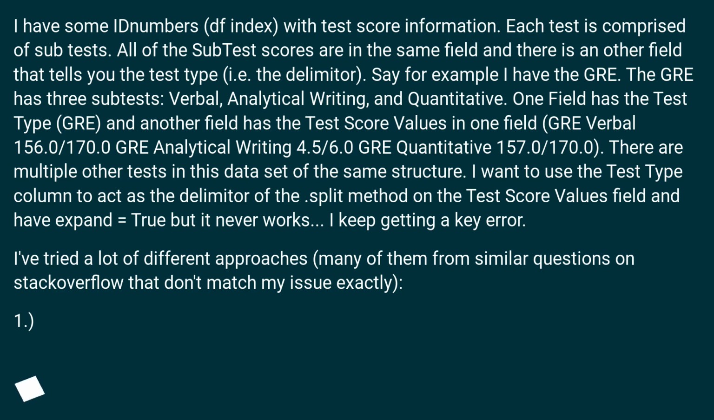I want to use the test type column to act as the delimiter of the split method on the test score values field and have expand equals true, but it never works. I keep getting a key error. I've tried a lot of different approaches, many of them from similar questions on Stack Overflow that don't match my issue exactly. 1.